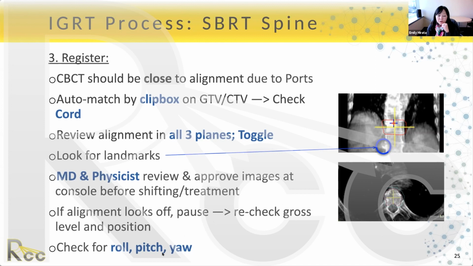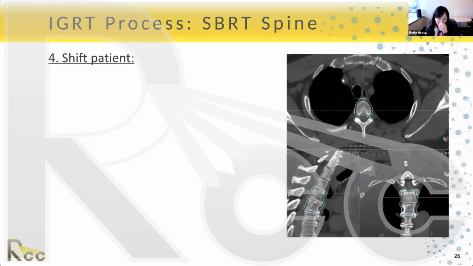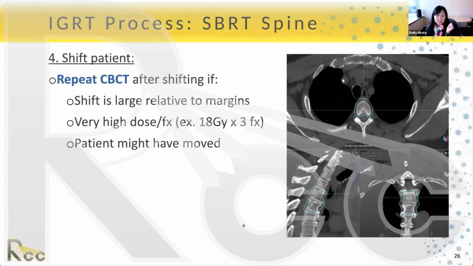And again, check for roll, pitch, and yaw, which you'll see when you toggle. If you have a couch that can correct for that, great. If you don't, you'll need to zero that out, because you can only make translational shifts. So you're going to need to find the best alignment based on that. Okay. So now we align the patient and we're going to shift the patient.